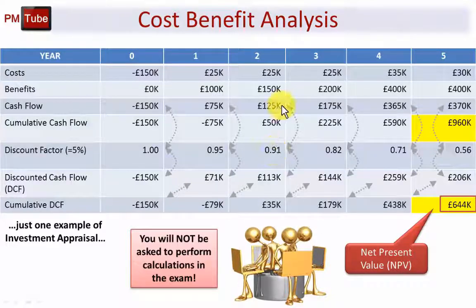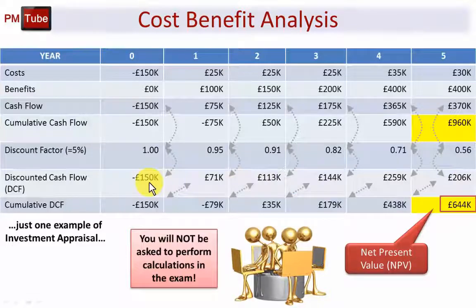In year 2, although we made an extra £125,000, it's only worth, as viewed from the present day, 0.91 of that, making this £113,000, and so on, and so on, and so on. In year 5, just one more time, we actually made in that year alone an extra £370,000, but notionally multiplied by the discount factor, it's only worth 0.56 of that, which is £206,000.